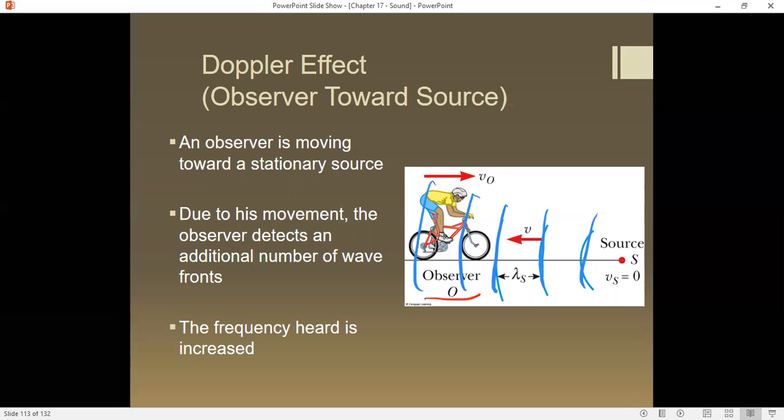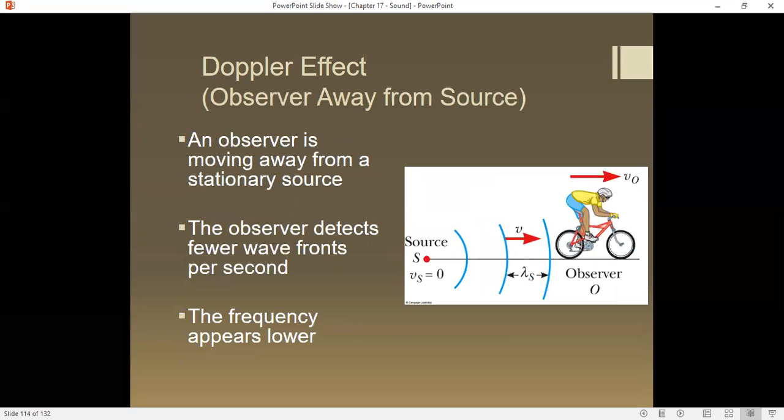But what happens when we're moving? If you're moving forward, you're going through each wavefront faster than if you were just stationary. If we're going through each wavefront faster, the frequency is higher. So we can say, if I go toward a source, the frequency will go up. If I go away from the source, now the wavefronts are chasing me, okay? They're going to take longer to go past me. The frequency will go down.